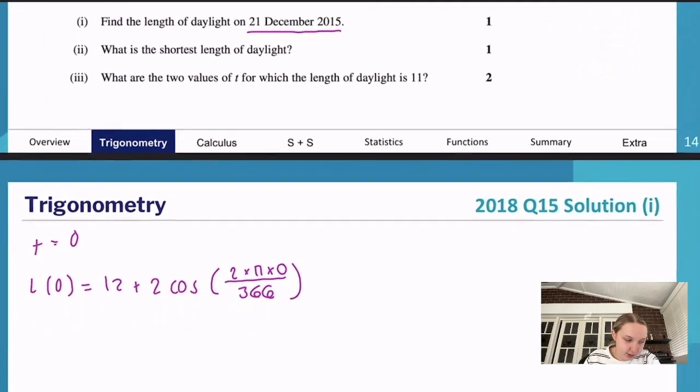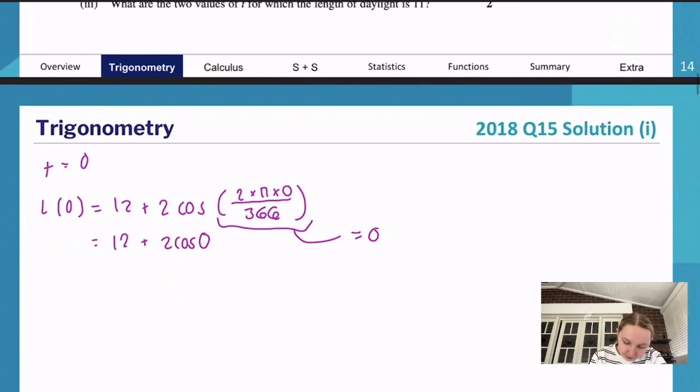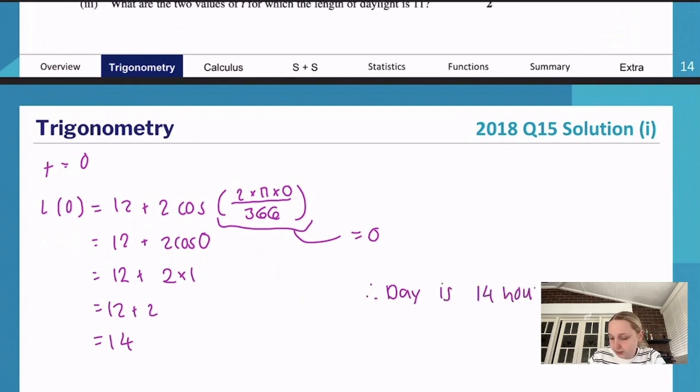Right, so if we put t into our equation, this is what we're going to get. We get 12 plus 2 cos 0, because this little bit here will equal 0, because when we're multiplying anything by 0, we're going to get 0. So our numerator will be 0, which will make our whole fraction equal to 0. So then we've got equals 12 plus 2 times 1, which is equal to 12 plus 2, which is equal to 14. So therefore, the day is 14 hours long.